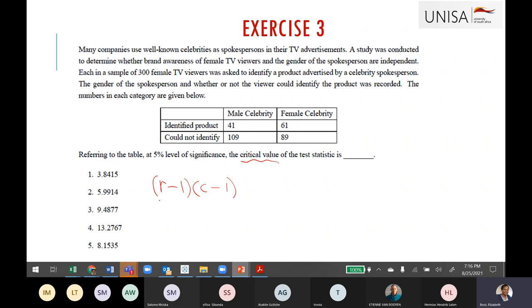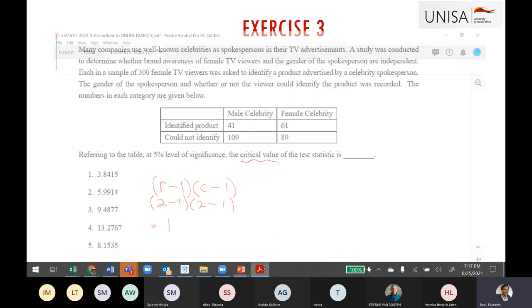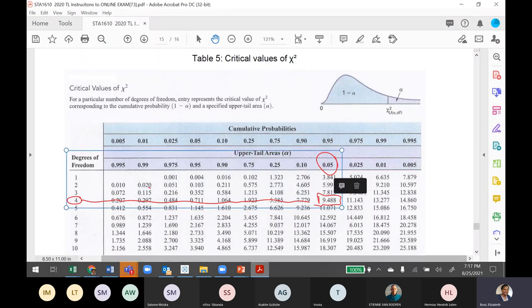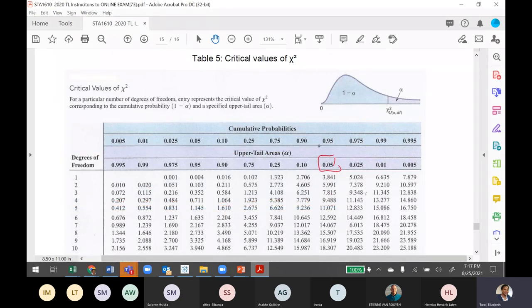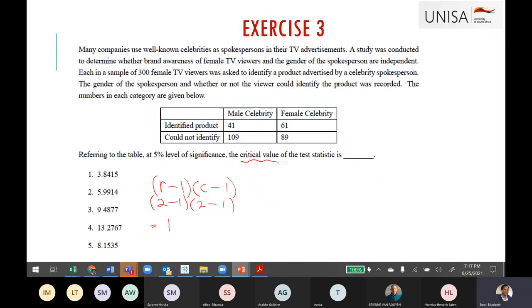Okay. How many rows? There are only two, minus one. There are only two columns, minus one. Therefore, our degrees of freedom will be one. So going to the table, we're looking for 0.05 and 1. And the answer is 3.841. They used the four decimal table, but it's one and the same.